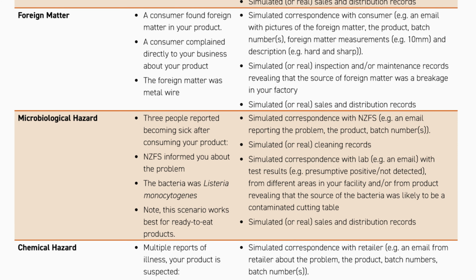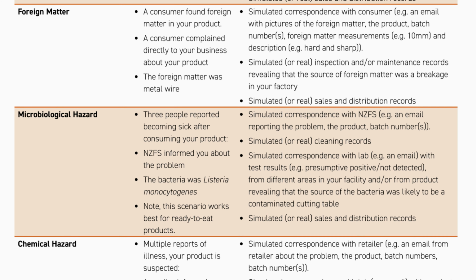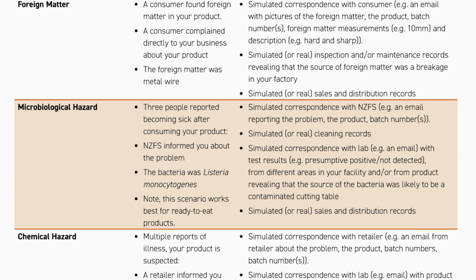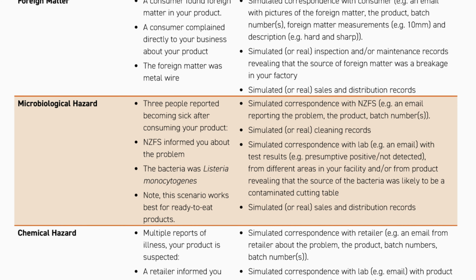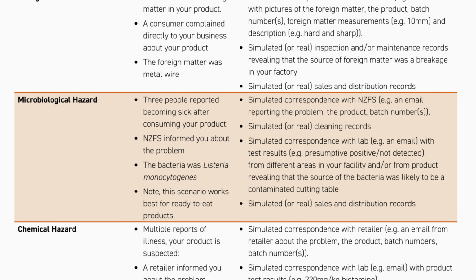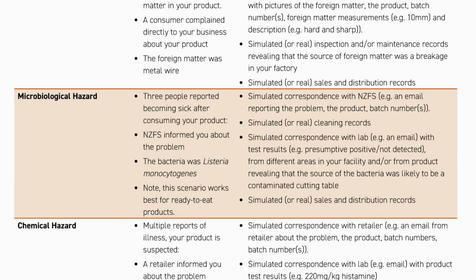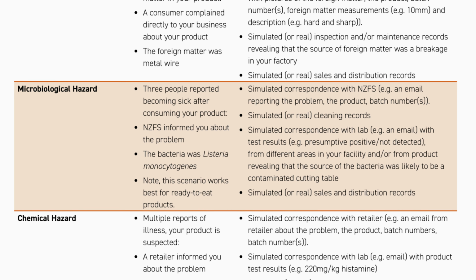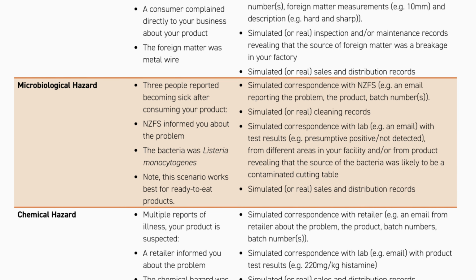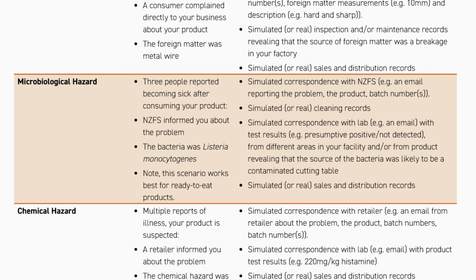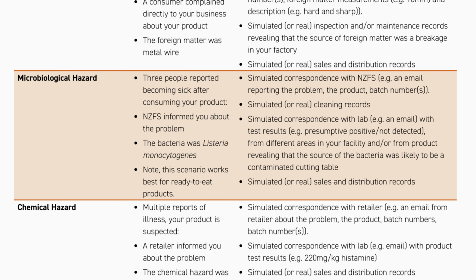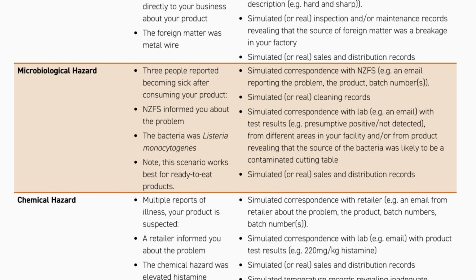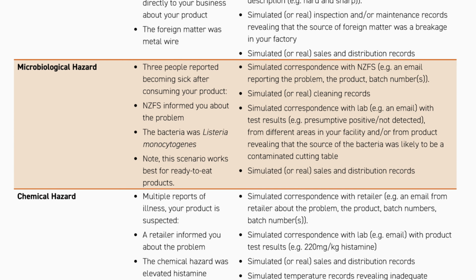Ideas for supporting information. Simulated correspondence with NZFS, such as an email reporting the problem, the product, batch numbers. Simulated or real cleaning records. Simulated correspondence with labs such as an email with test results, for example presumptive positive, or not detected, from different areas in your facility, and/or from product revealing that the source of the bacteria was likely to be a contaminated cutting table. Simulated or real sales and distribution records.